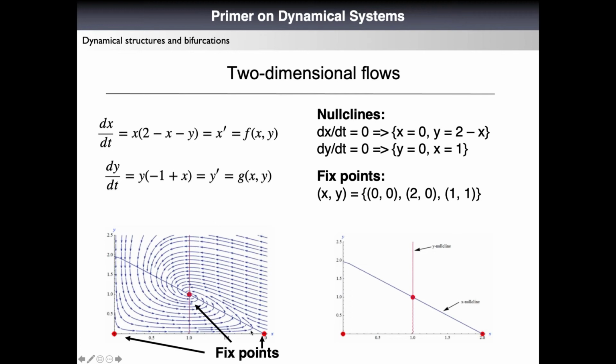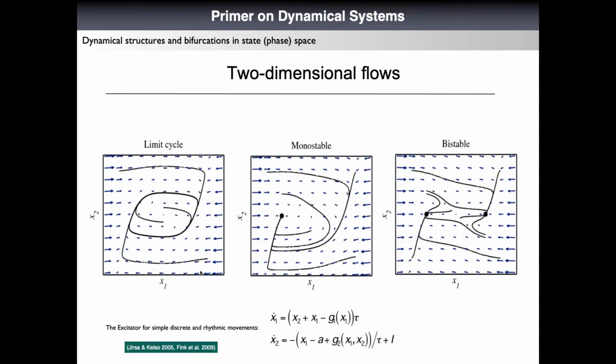Two of them are actually saddles, because you see they attract the flow from one direction and repel it from another. Whereas this is a stable equilibrium point that attracts the flow, and the flow arrives to this point asymptotically. So we see that there are more things that can happen in 2 dimensions when we have 2 degrees of freedom, 2 state variables.